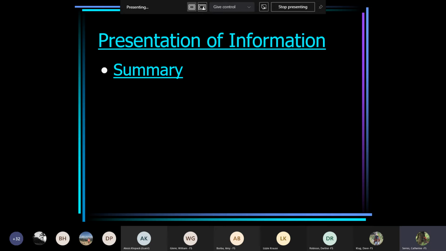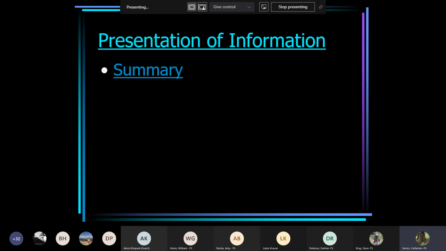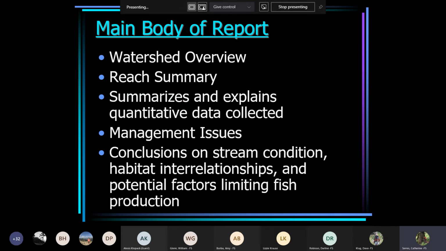So for the presentation of the information, if you want a nice summary, the summary is going to highlight your conditions. It's going to identify your issues and point out any opportunities that you may need for improvement. Then you have your main body of your report. Your main body is going to have a watershed overview. I like to have the stream name and all the information right up front. That way people know where you were looking.